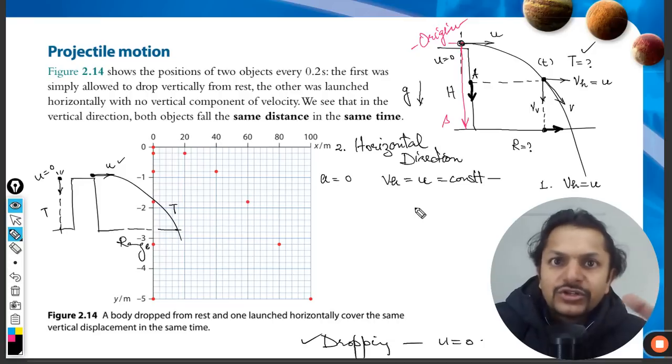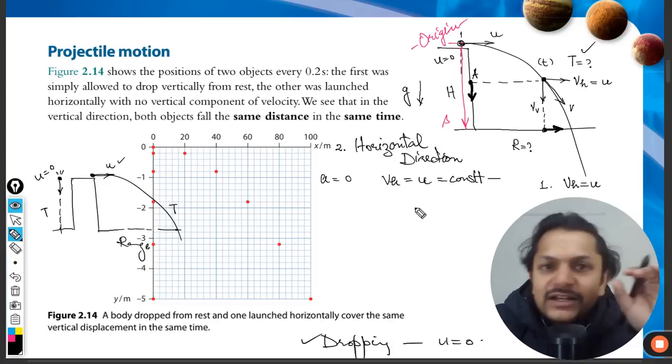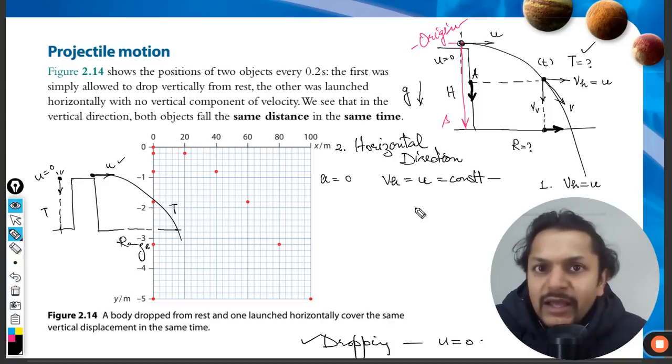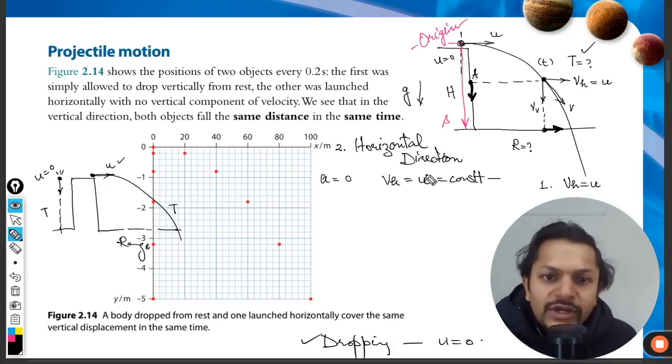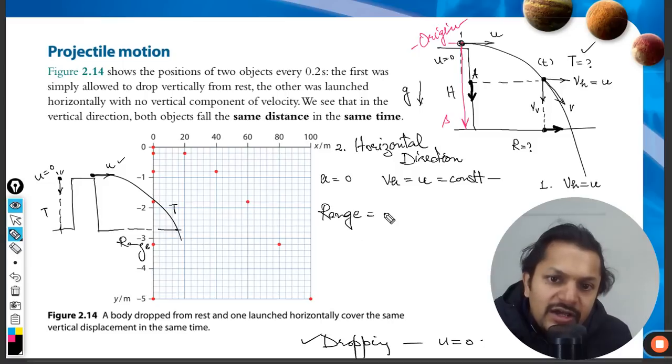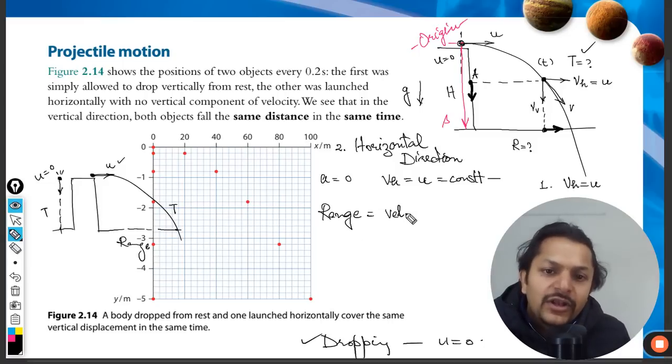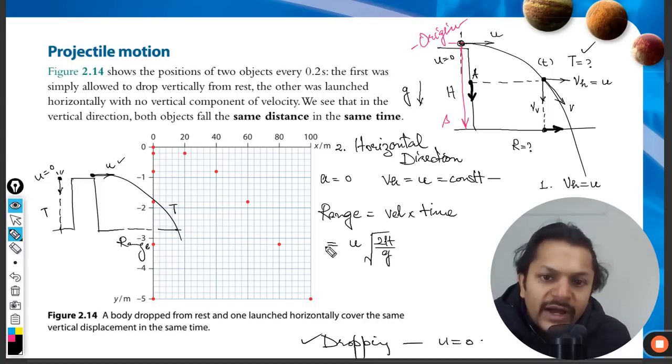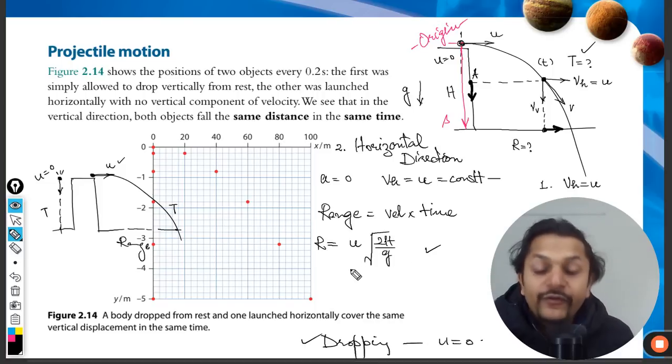So this becomes a uniform motion. In uniform motion, this is a completely simple thing. Displacement is equal to velocity multiplied by time. So the velocity we know is u all the time. And so the range here can be taken as velocity multiplied by the time. The velocity is u and the time we know is root of 2h by g. This becomes the formula for the range.